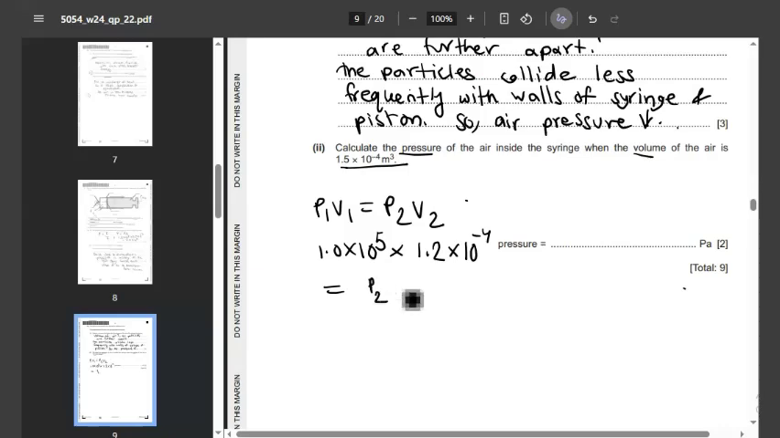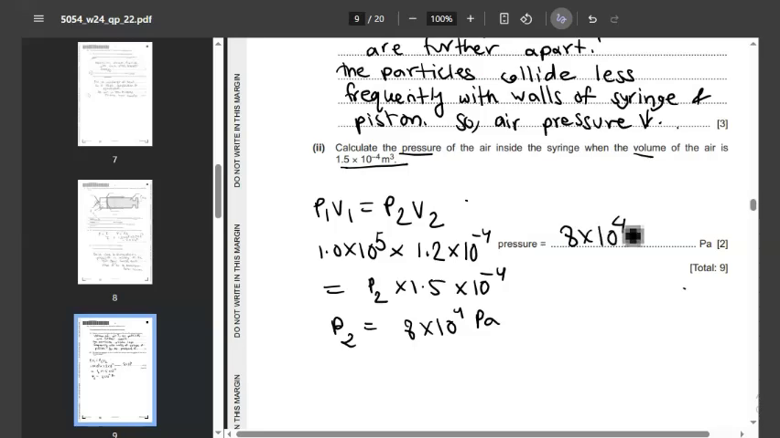So when you calculate this, you will see that P2 is equal to 8 into 10 to the power 4 Pascal. So P2 is equal to 8 into 10 to the power 4. And we are done with question 4.